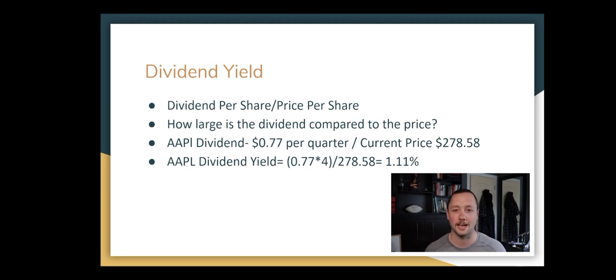When we do the math on that, it's 77.77 times 4 divided by 278.58, and it gives us a total of 1.11% yield. That means that Apple is paying back 1.11% of its stock price to its shareholders in the form of a dividend every single year. Now, that's a very low number. It's not a big number, and it's because Apple is a tech company that invests most of its money back into itself instead of giving that out as a dividend. That's why it's been able to grow so quickly since its inception.